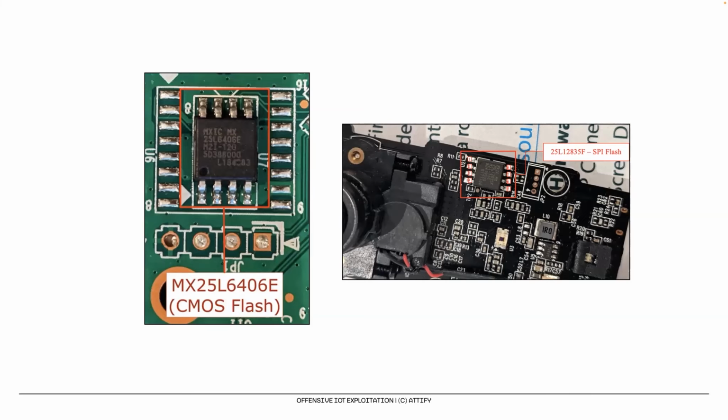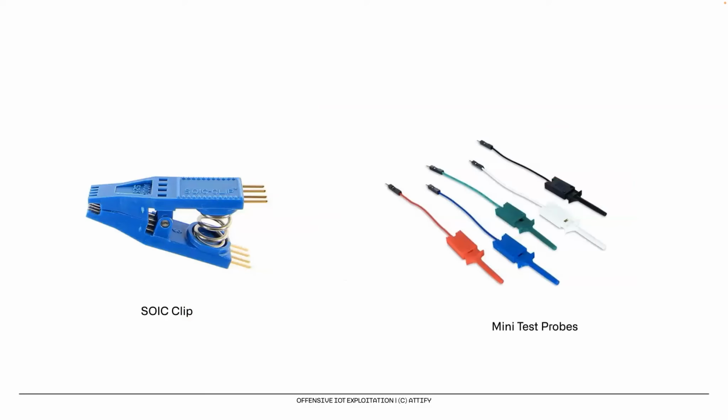If you look at the picture of the chip, there's a dot in both of the images. This dot indicates where pin 1 is. So when you look at the data sheet, you can refer to it with the dot, and that particular pin or that particular leg is going to be pin number 1. And once you have identified the pins 1 to 8, then you can connect to it using connectors such as a SOIC clip or mini test probes to directly hook into individual pins.